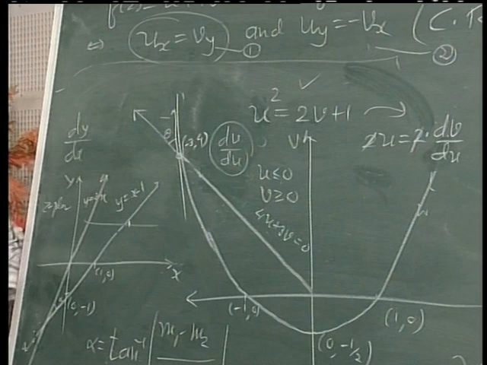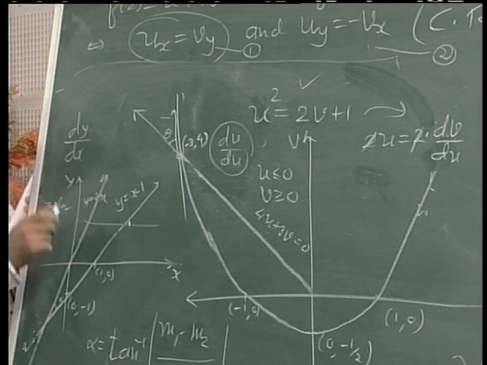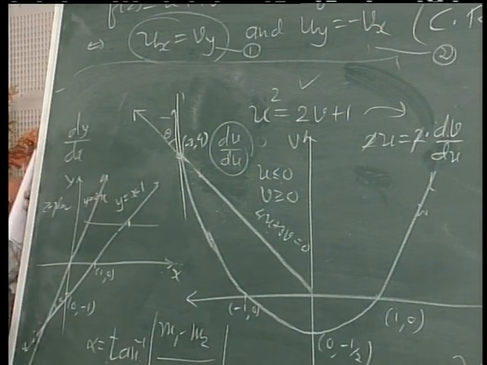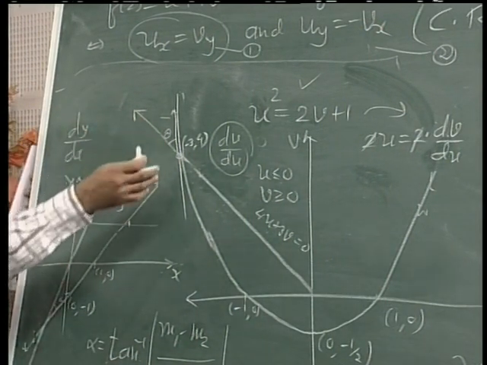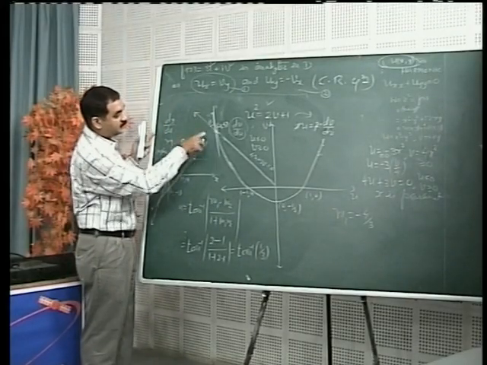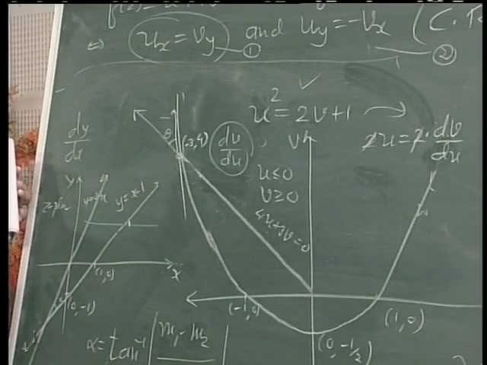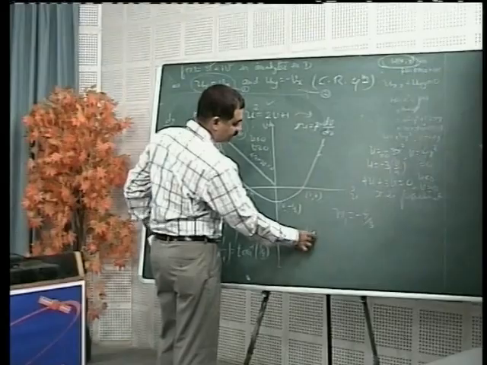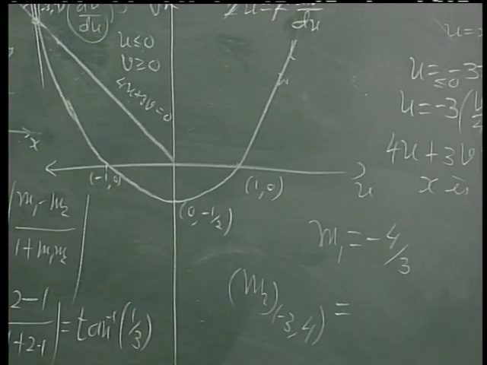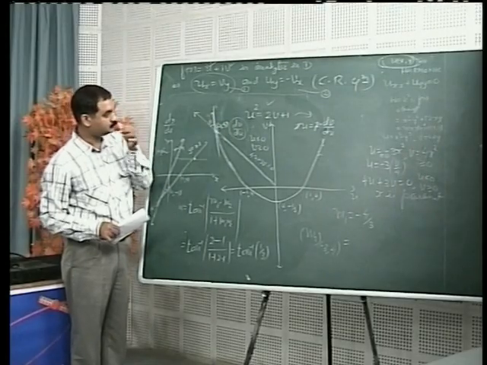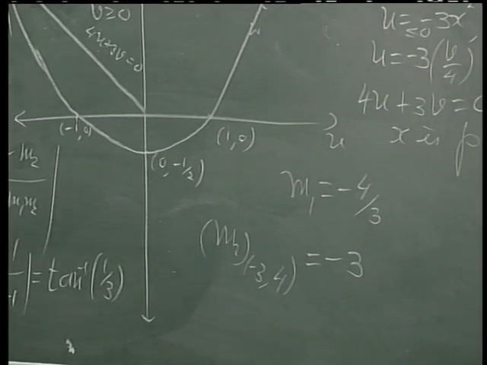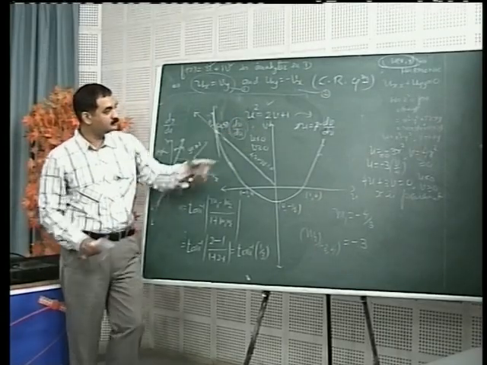So, in the z plane we have two lines, y is x minus 1 and y is 2x, and the angle between these two curves is alpha, tan inverse 1 by 3. Under the mapping w equals z square, we have two images and the angle between them is theta. We have the slope of the ray, that is minus 4 by 3, and the slope of the parabola at the point minus 3, 4.